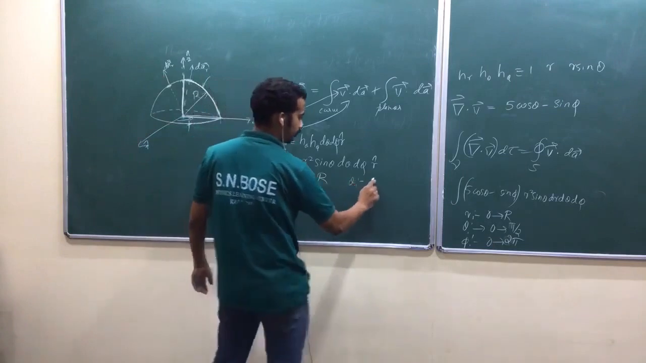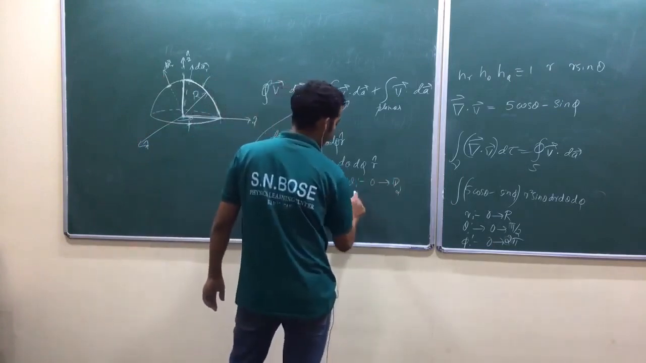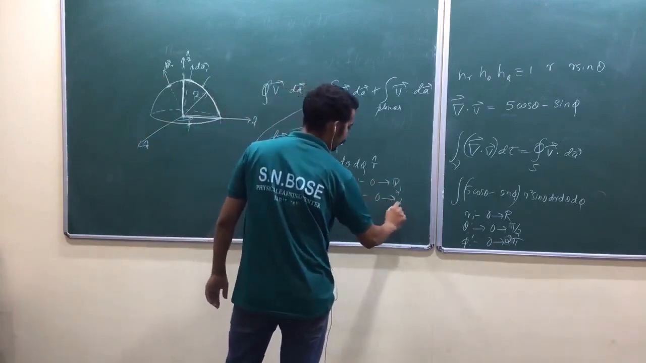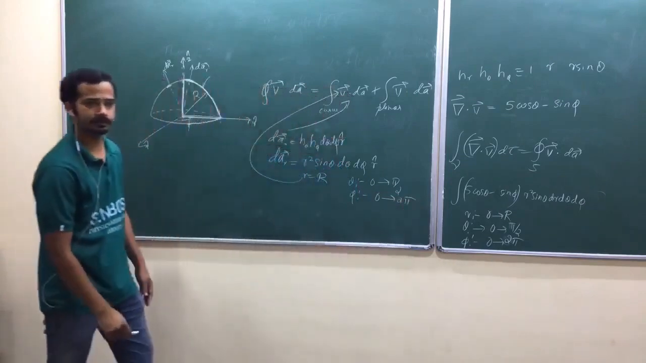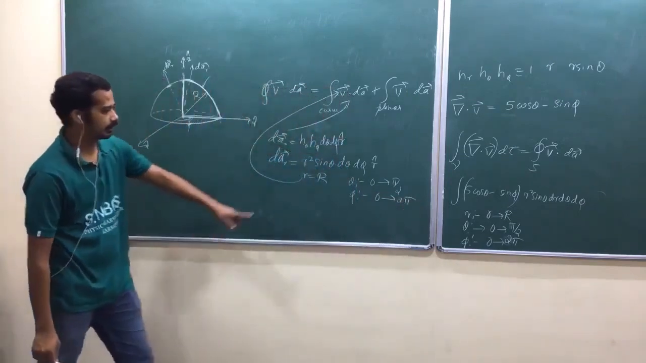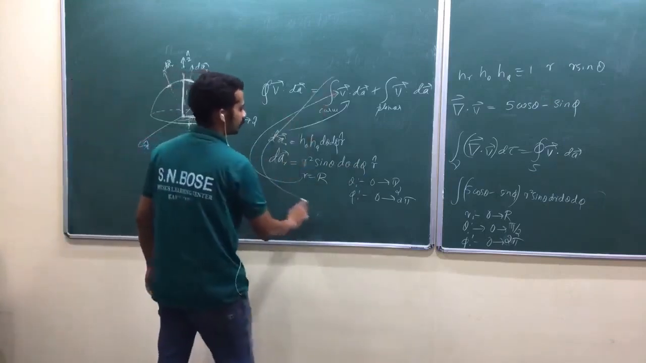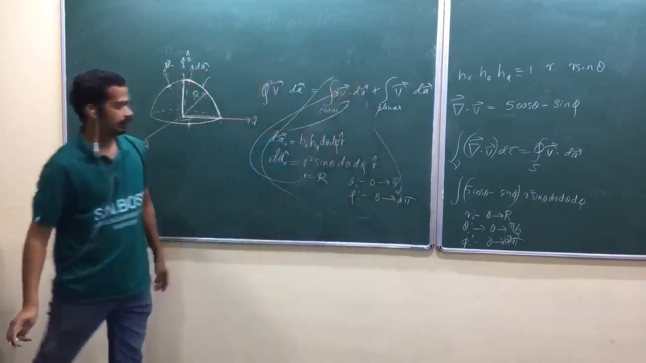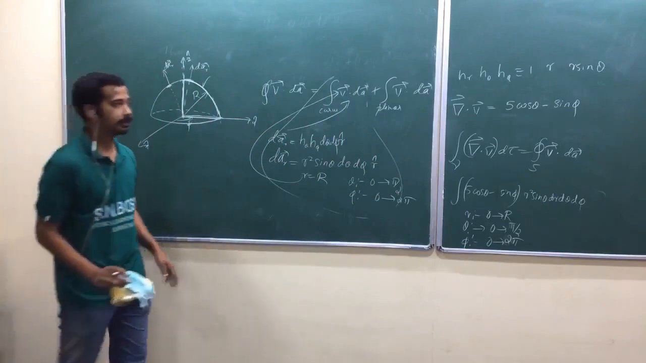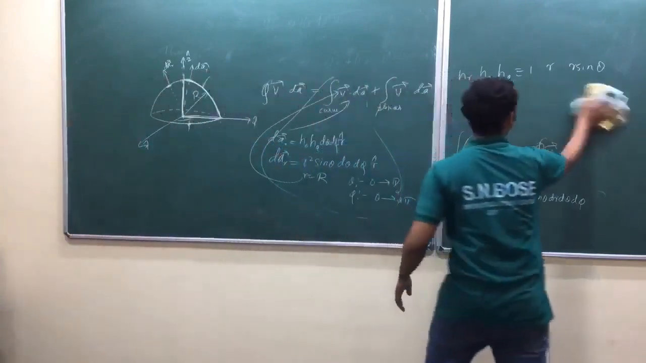Again, theta is running from 0 to pi by 2. Phi will run from 0 to 2 pi, because that integral will be d theta d phi. So that is this curved part. Do this one yourself, or if you can't do it, let me explain again.